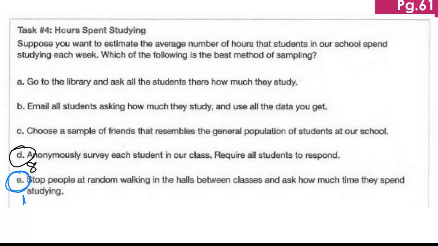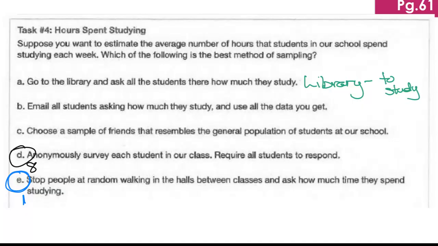Why didn't you pick that one? Yeah, because all the students in the library might be there to study. Those are all going to be people that study. That's not very representative, right? If you go to the library, they're probably there to study already, so it's going to be very one-sided.